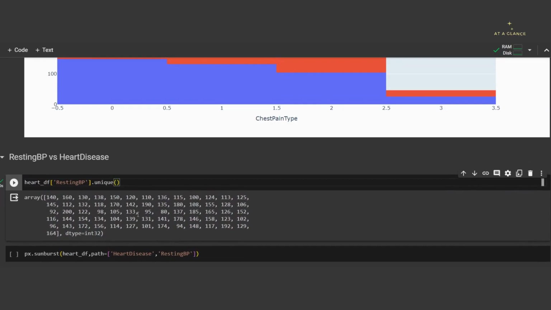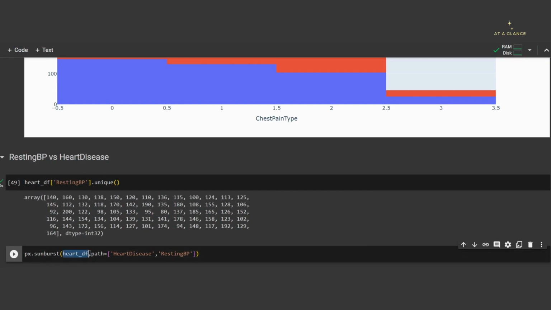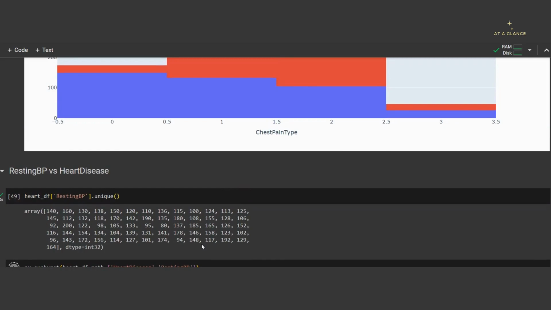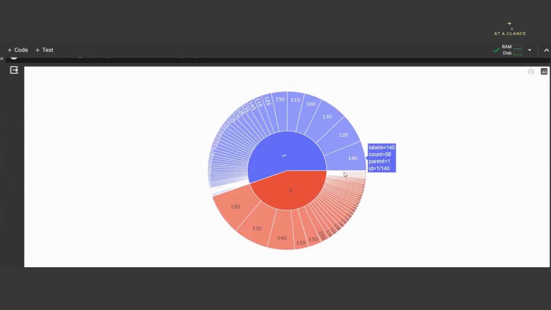For that, we are going to use the sunburst again. I already told you how to use it. Inside the sunburst, you need to pass the data frame and then the variable path, which is the list of columns for which you need to print the relationship. Here we want the relationship of heart disease with the resting blood pressure. Let me print this. Here you can see we are getting this particular sunburst graph.